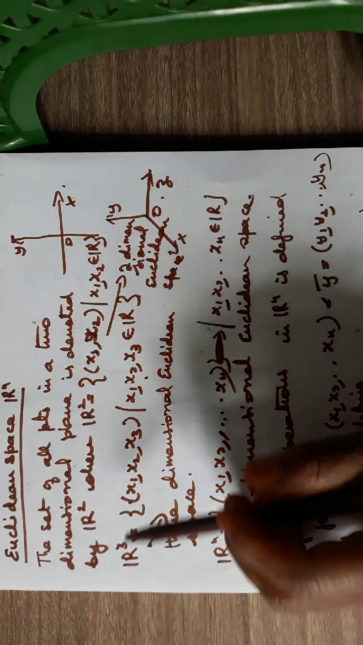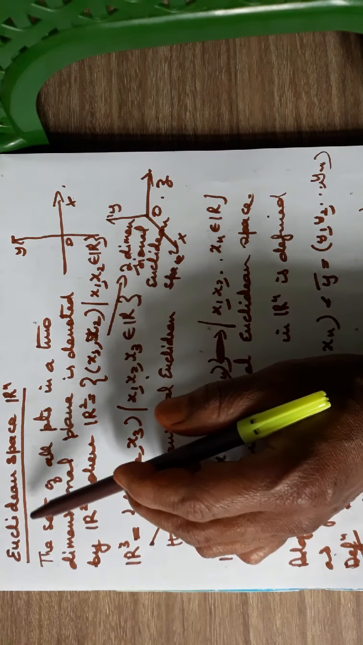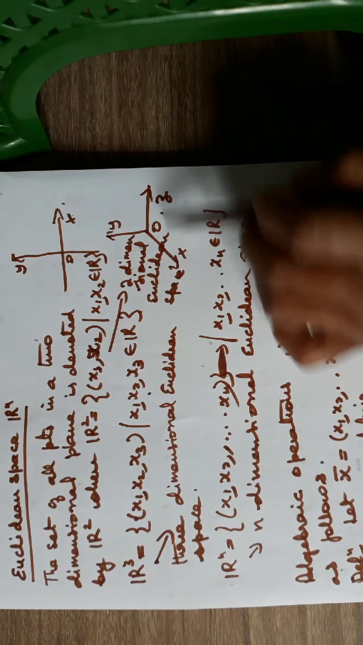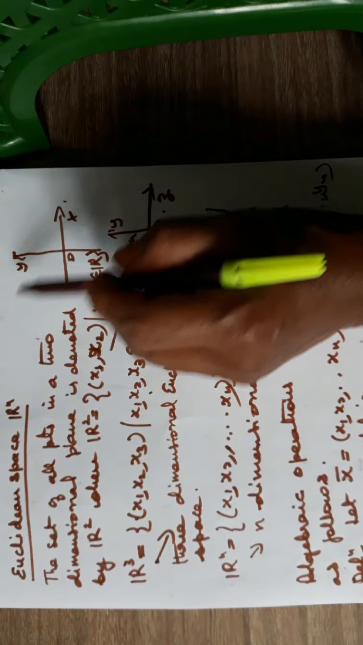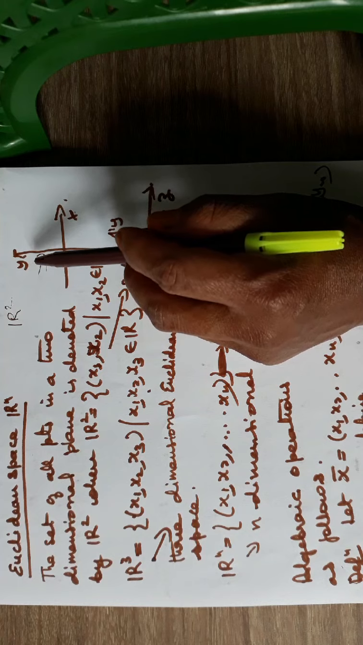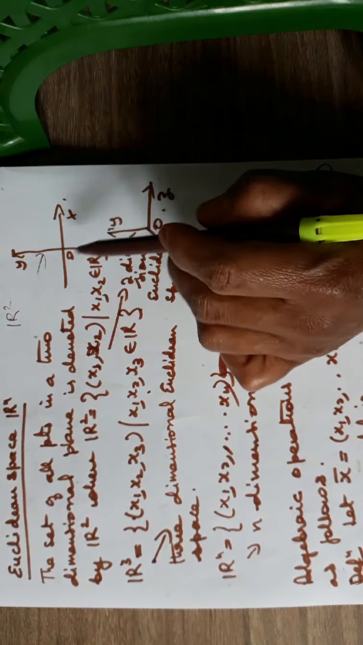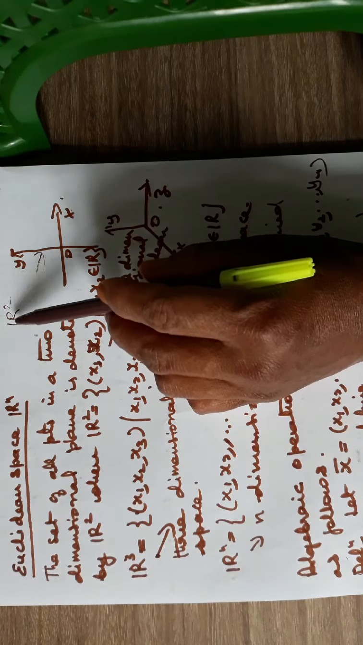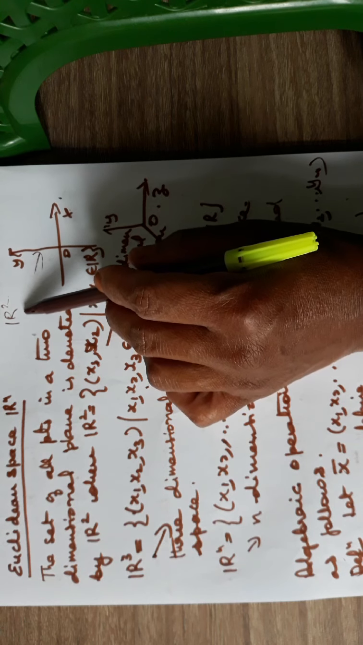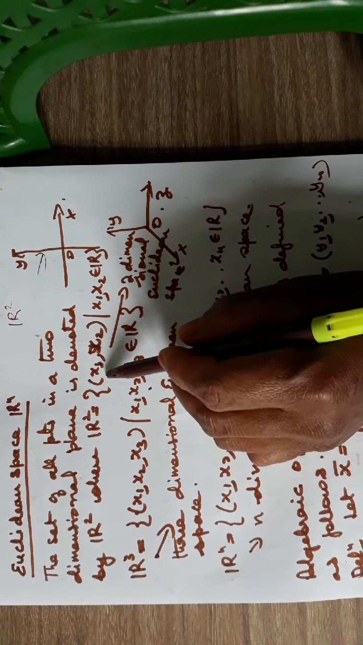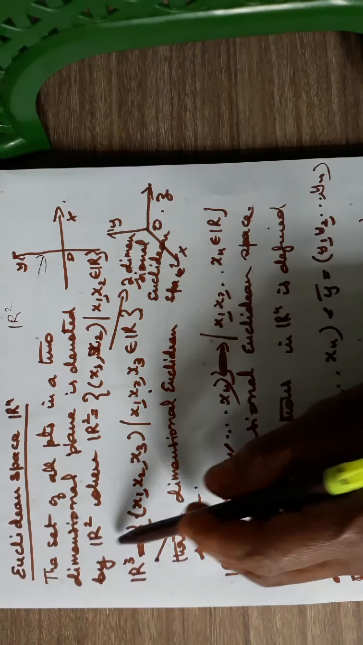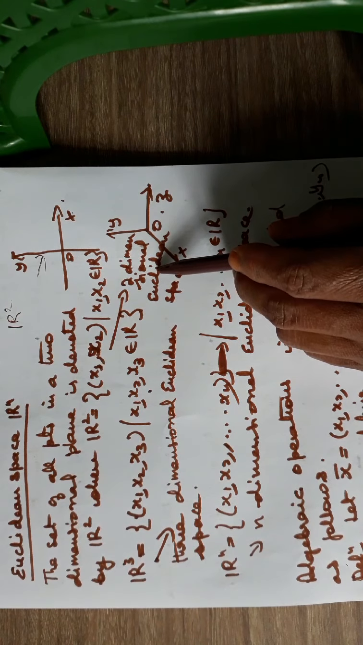of algebraic operations here. As far as we know, you have come across the xy plane and the xyz plane. The collection of all points here is denoted by R2, the collection of all points in the two-dimensional plane. This is a two-dimensional plane, the xy plane. The collection of all points of the form (x1, x2) such that x1, x2 belong to R is called a two-dimensional Euclidean space.